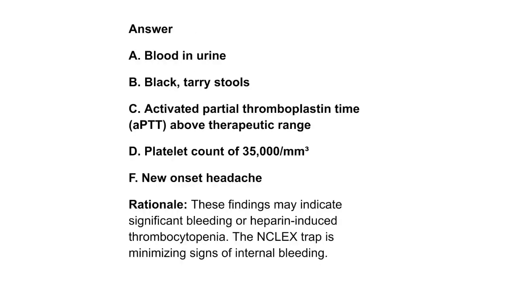Answer: A. Blood in urine. B. Black, tarry stools. C. Activated partial thromboplastin time, aPTT, above therapeutic range. D. Platelet count of 35,000/mm³. F. New onset headache. Rationale: these findings may indicate significant bleeding or heparin-induced thrombocytopenia. The NCLEX trap is minimizing signs of internal bleeding.